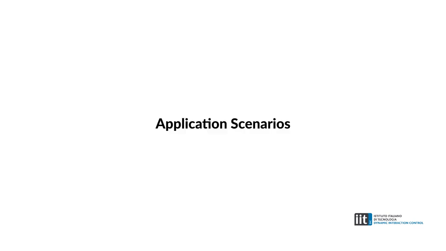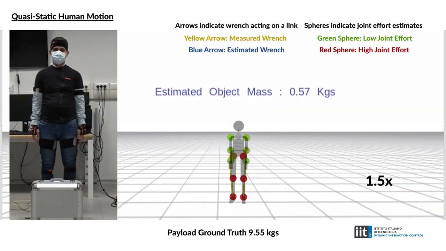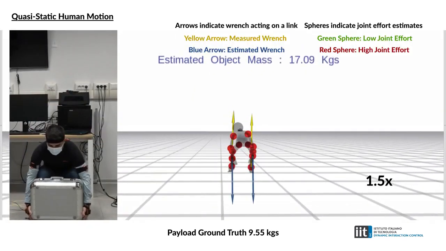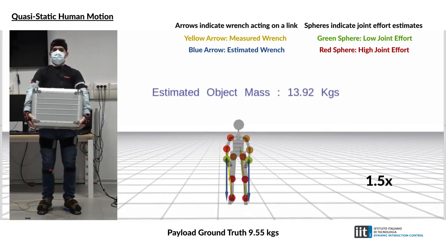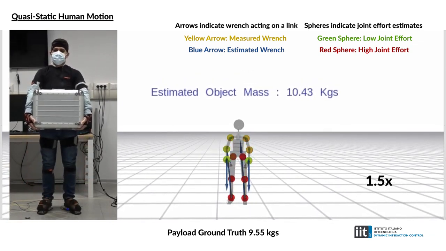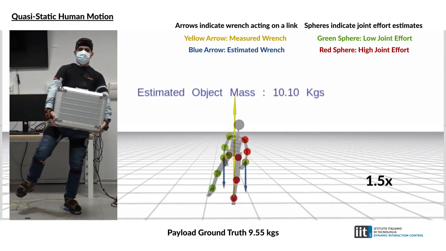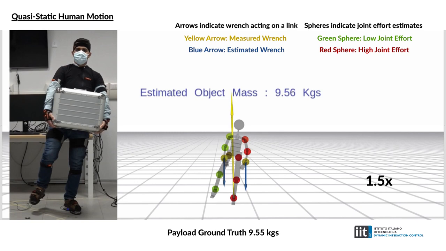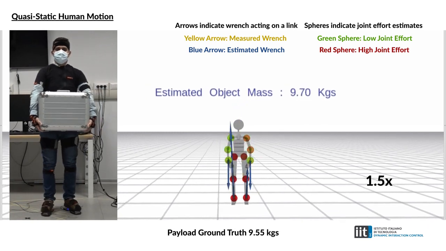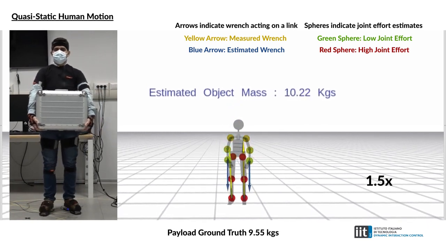In addition to the thorough validation presented so far, we tested and validated our approach of stack of tasks stochastic whole body inverse dynamics through two application scenarios where the subject is performing quasi-static and dynamic human movements with a heavy payload. Here, you can see the estimated payload value is close to the ground truth.